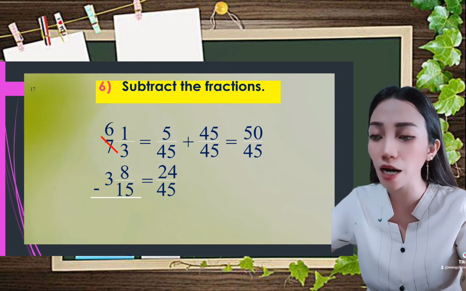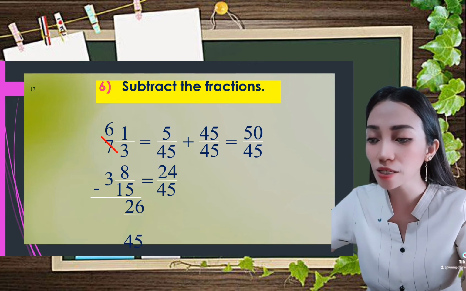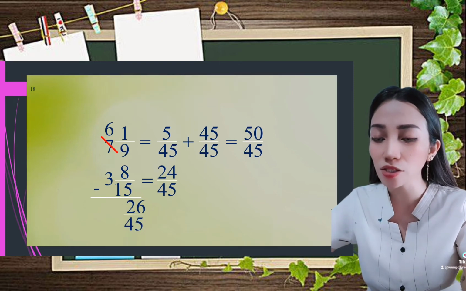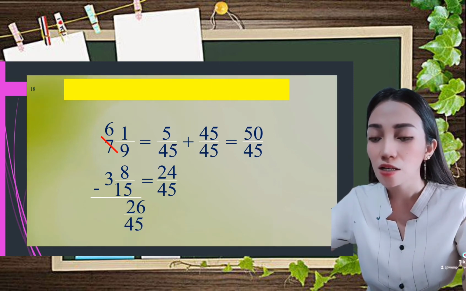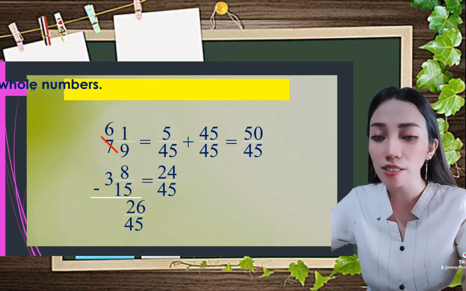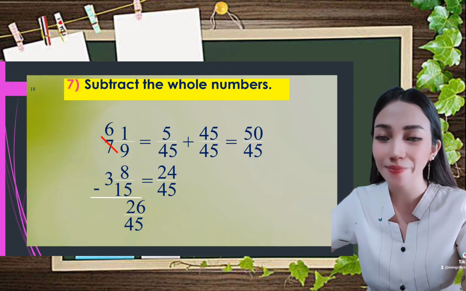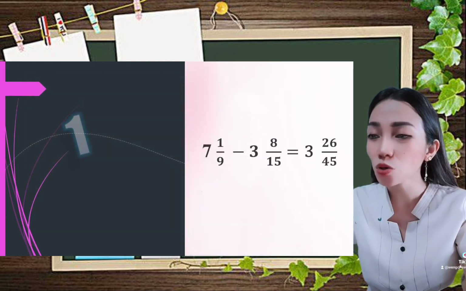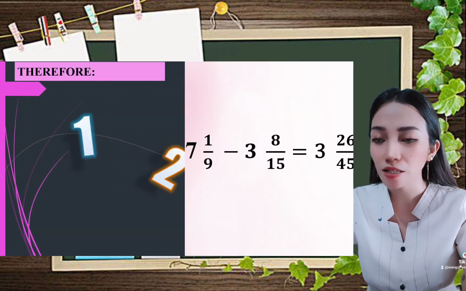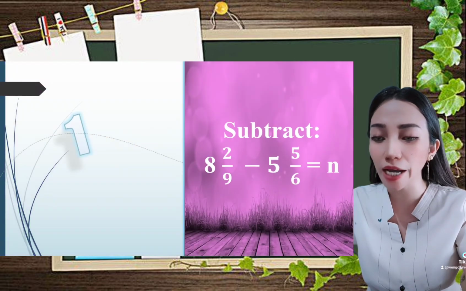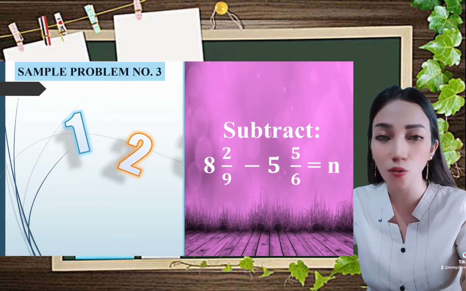And then let us subtract the whole numbers. 6 minus 3 equals 3. So the answer is 3 and 26 over 45. Let us now proceed to problem number 3. Subtract 8 and 2 over 9 minus 5 and 5 over 6 equals n.